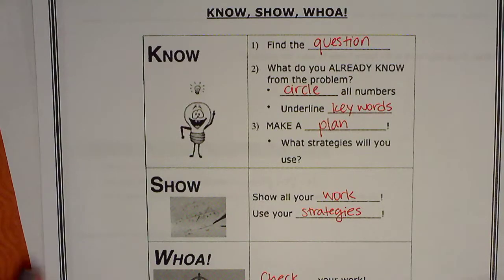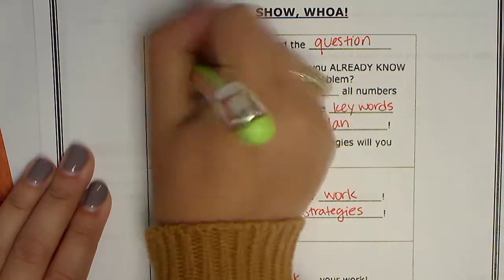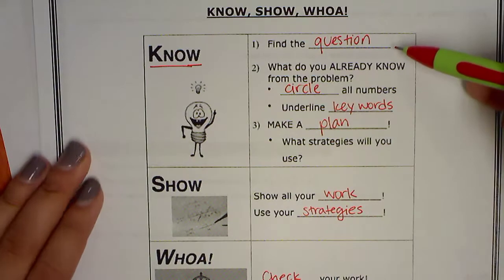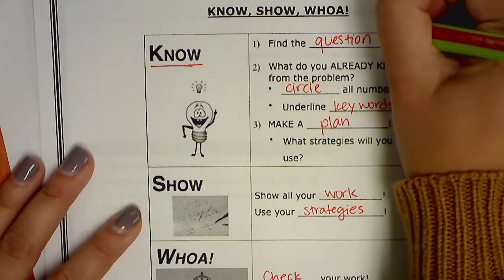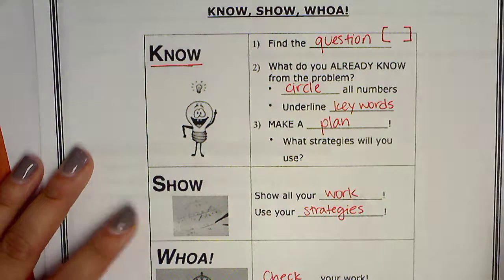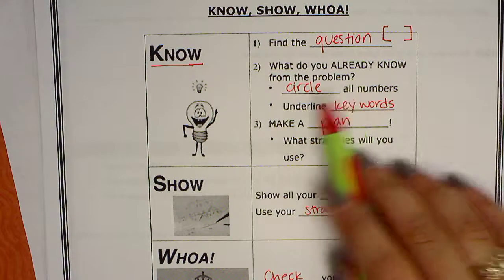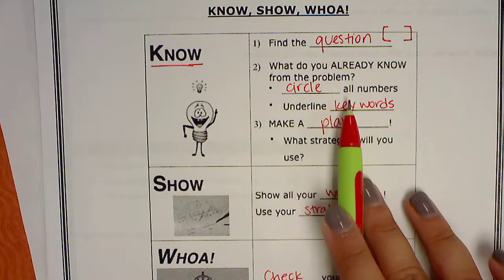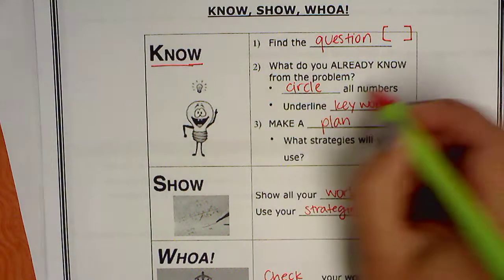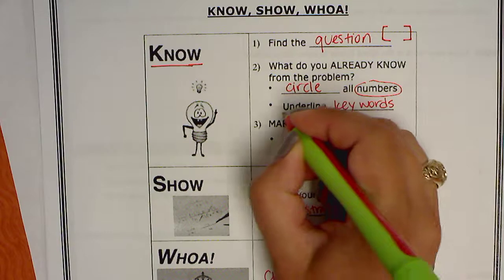NO-SHOW-WOAH. First, we start with the NO part. The NO part is find the question. I know I've shown you guys a lot to do those brackets around what it's actually asking for. What do you already know from the problem? You need to circle all numbers and underline keywords. So numbers should be circled, keywords should be underlined.